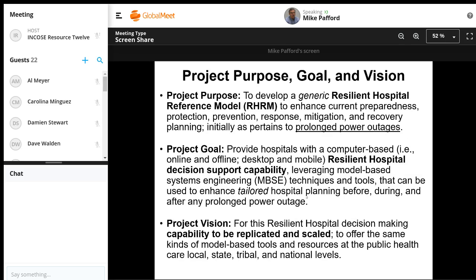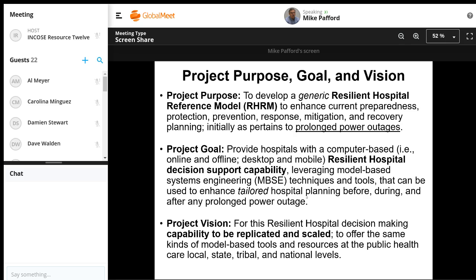So the next number of slides are the ones that our team has been briefing to our non-technical healthcare stakeholders during several problems, issues, needs, expectations, and capabilities elicitation sessions. The purpose of the project is to develop a generic resilient hospital reference model or reference framework to enhance their hospital's current preparedness, protection, prevention, response, mitigation, and recovery planning, initially as pertains to prolonged power outages.